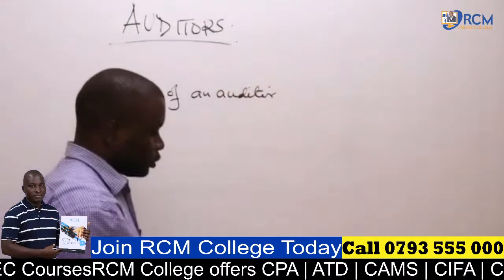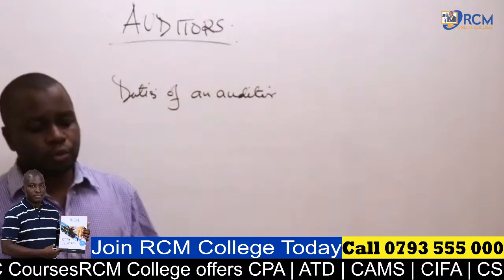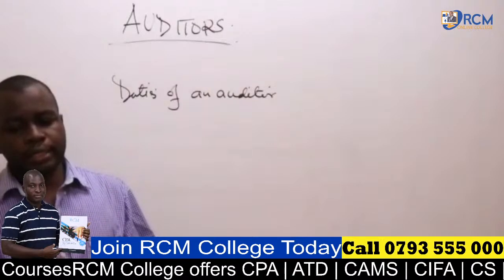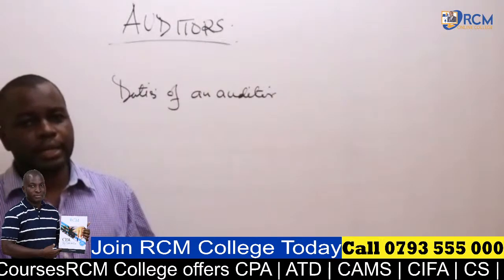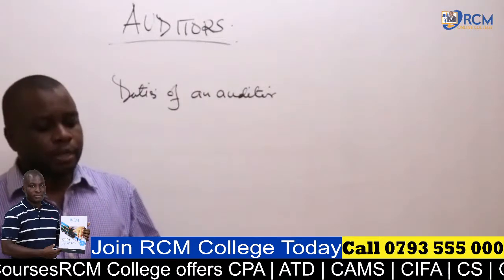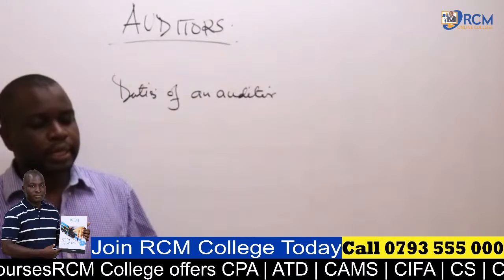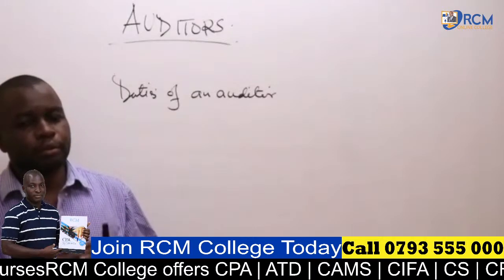Among the key duties of an auditor in a company is to ensure that he acquaints himself with his roles or mandate under the articles of the company. For example, the articles of the company could clearly state that the auditor in this particular company will be performing this particular function.